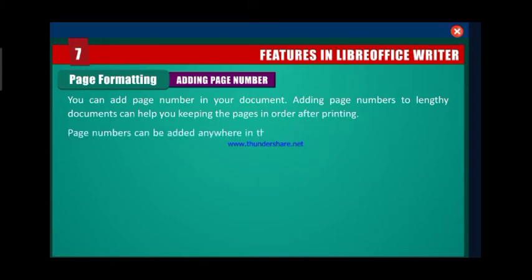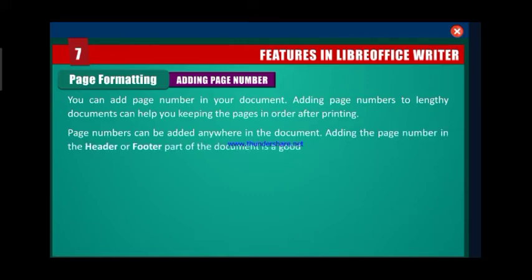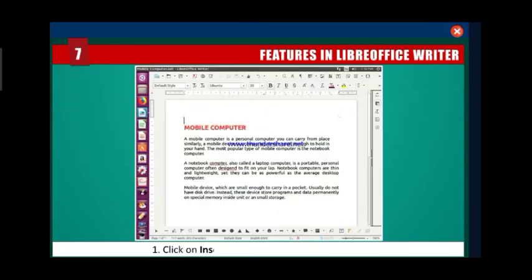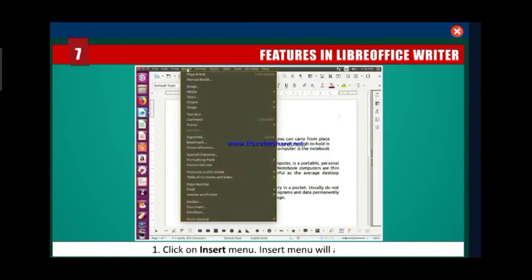Page numbers can be added anywhere in the document. Page numbers can be added at the header or footer of the page. Click on Insert menu. Click on Header Footer. A pop-up menu appears. Click on Header. Click on Default Style. The insertion point appears in the header part.